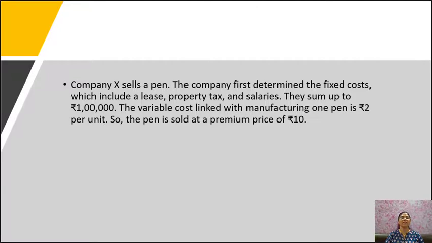Now let us see this example. Company X sells a pen. The company first determined the fixed cost, which includes a lease, property tax and salaries. They sum up to rupees 1 lakh. The variable cost linked with manufacturing one pen is rupees 2 per unit. The pen is sold at a premium price of rupees 10.